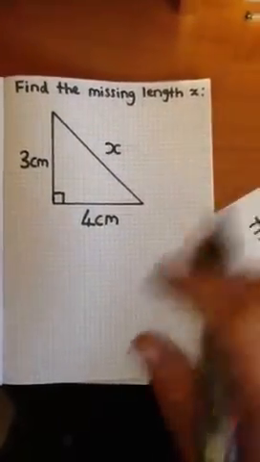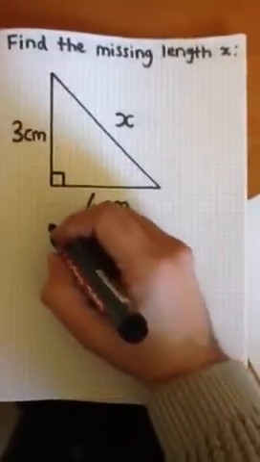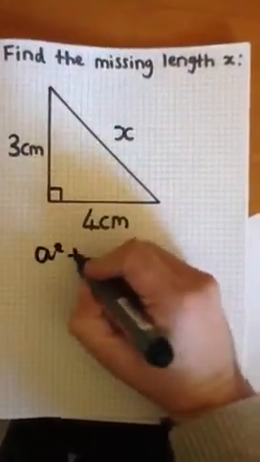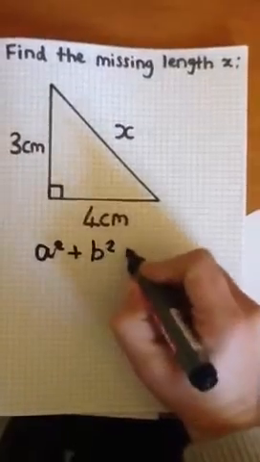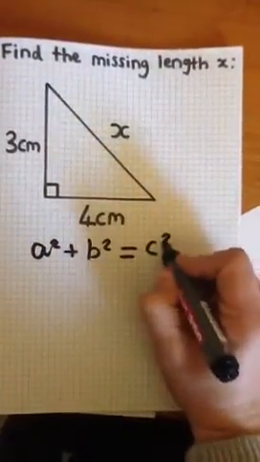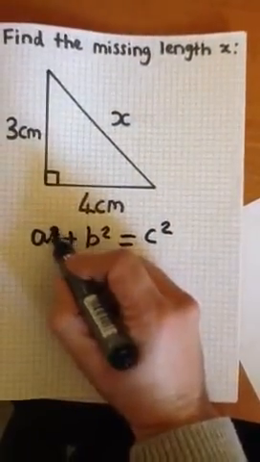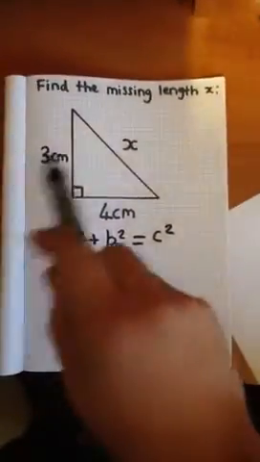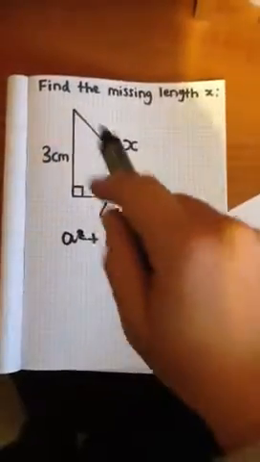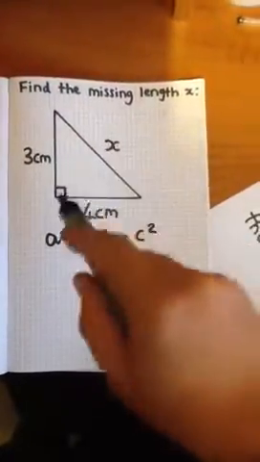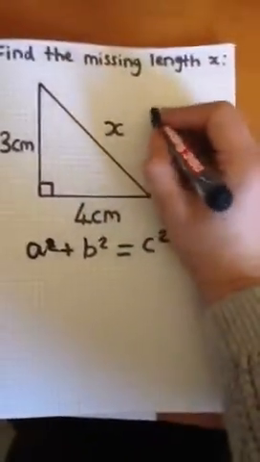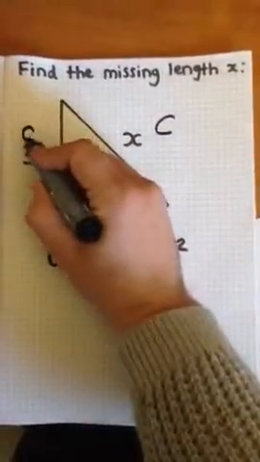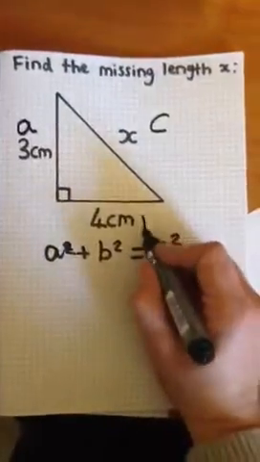Now before we start anything, I need to remind you that Pythagoras' theorem is a squared plus b squared equals c squared. Right, so we're going to label up our sides. C is always our longest side, the one that's opposite the right angle. So if we label that with a C to start with, it doesn't matter which way around the other two are labelled, so let's go with A here and B on this side.